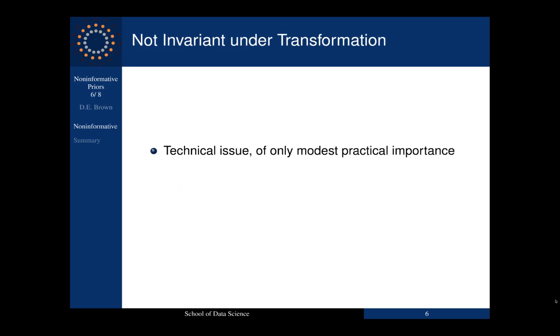Okay, the final issue is not being invariant under transformations. This is very much a technical issue. It has only modest practical importance in most real problems, but if you're interested, there are solutions. One of them is what's known as the Jeffreys prior, and the other is what's known as the reference prior. These solutions can be used to deal with this notion of invariance under transformation. So essentially, the non-informative approach is a fine approach to use when we feel we have no information to bring to the problem that we're working on.